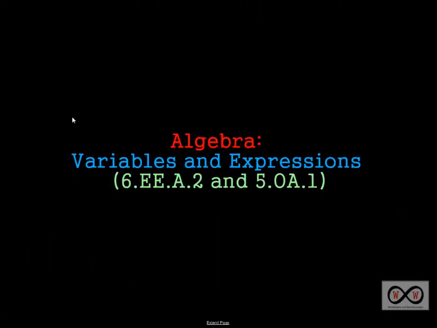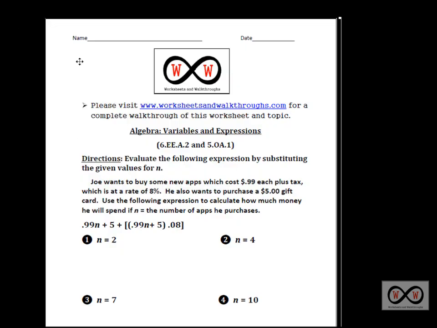In this lesson, we're going to take a look at algebra, and more specifically, variables and expressions. And these are standards 6.EE.A.2, that's a mouthful, and 5.OA.A.1. And we're going to look at this worksheet, and you can go to worksheetsandwalkthroughs.com to print out a copy if you'd like to and follow along. Let's look at the directions.